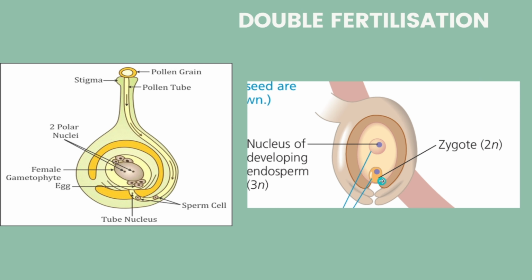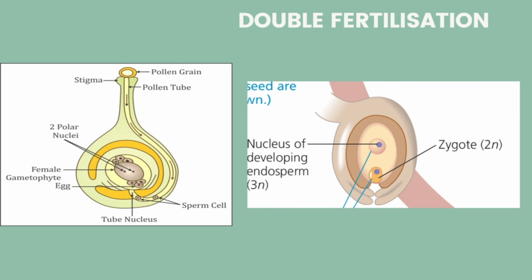This is why we call it double fertilization, because fertilization happens twice here. The first sperm cell fuses with the egg cell to form the zygote. The other fuses with the central cell containing two polar nuclei, forming the triploid nucleus, 3N, the endosperm. So there are the zygote and the endosperm. This is the way of double fertilization.